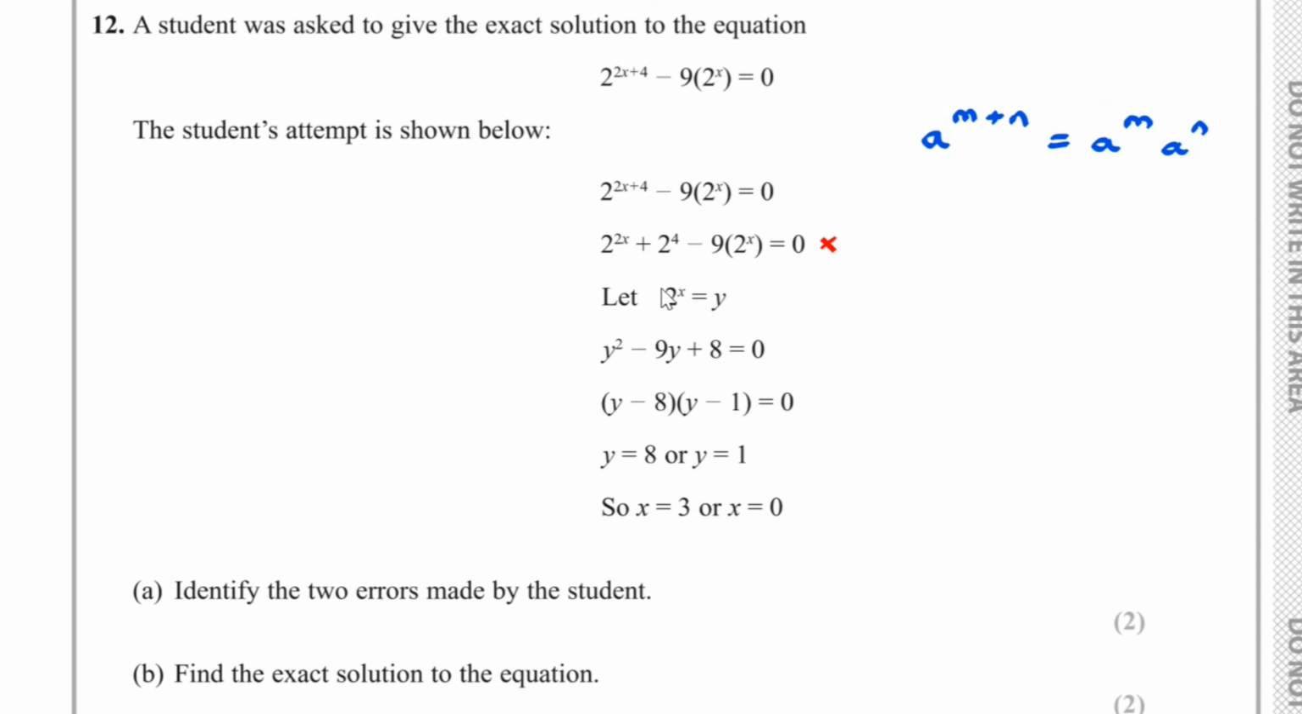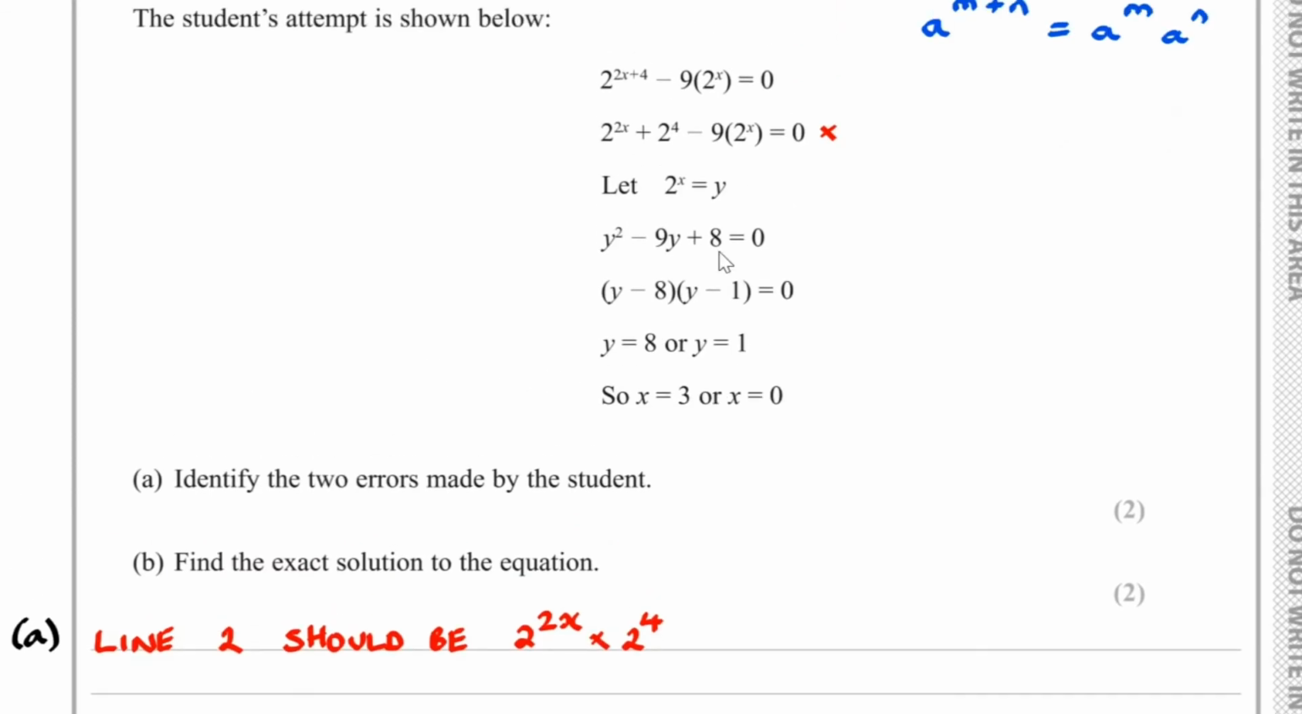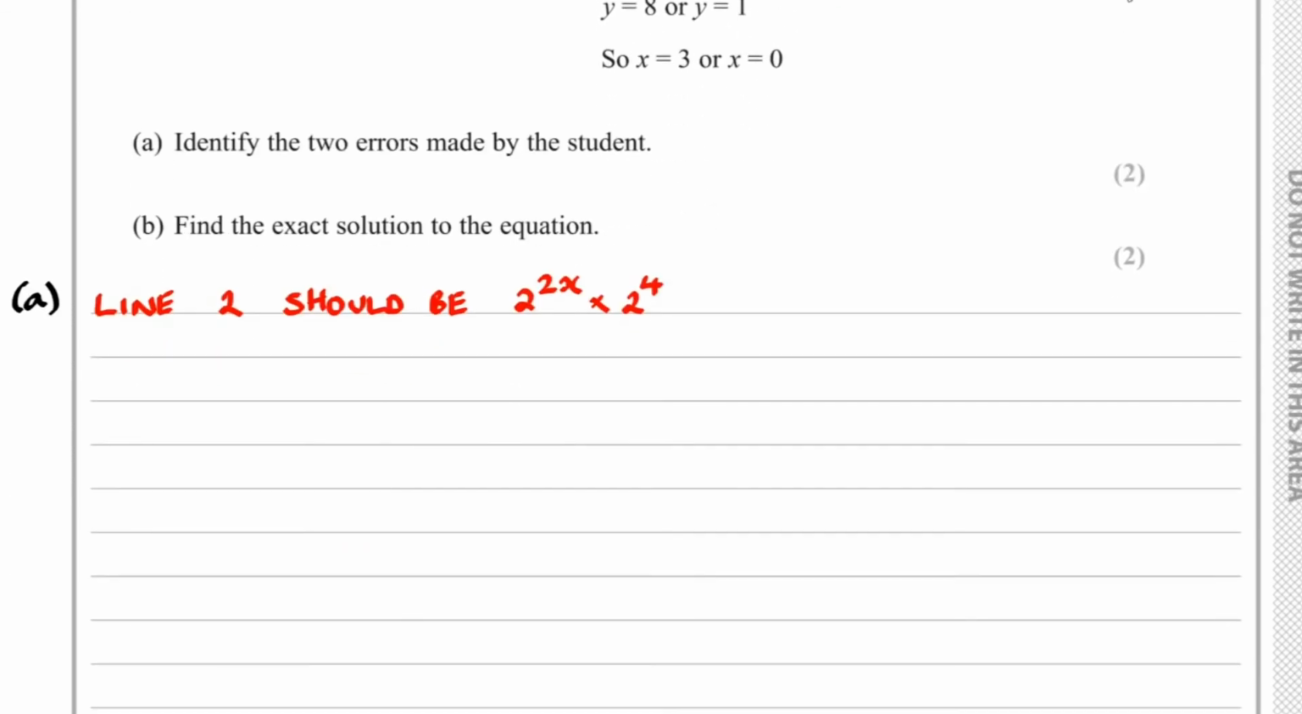Let's continue anyway. If we let y equal 2 to the power of x, then we've got y squared minus 9y plus 8. Well, 2 to the power of 4 is certainly not 8. That's equal to 16. So we've got an error over here, and that error is line 4 should be 2 to the power of 4 equals 16. And now we have to find the exact solution to the equation.